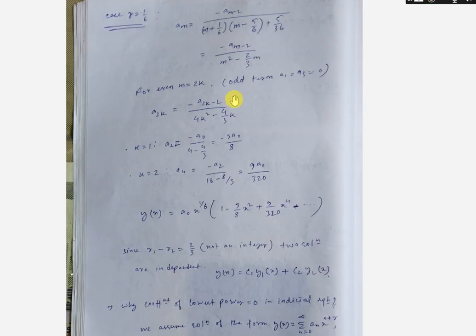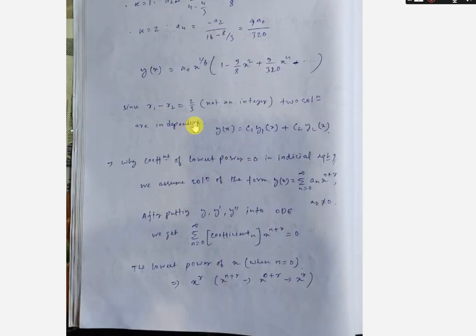So for finding out the second solution, we will use again the coefficient formula, and we will put the value. The root is 1 by 6, and we will get for the odd terms again 0. For the even terms we will get an expansion like this.